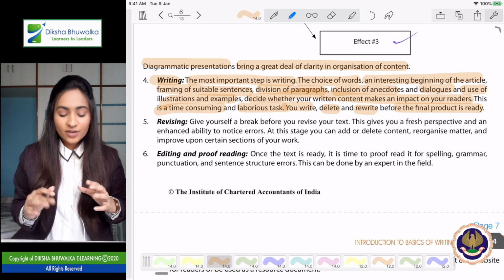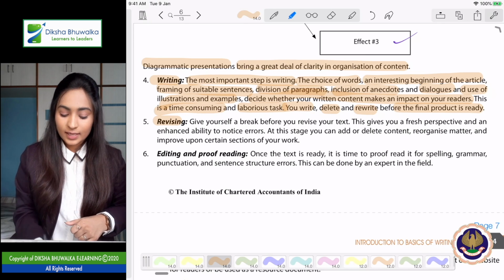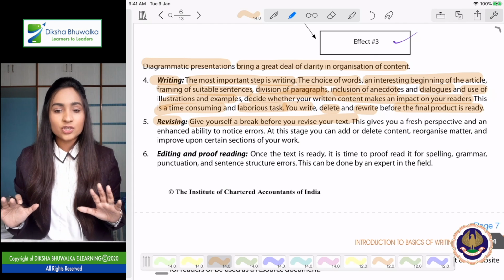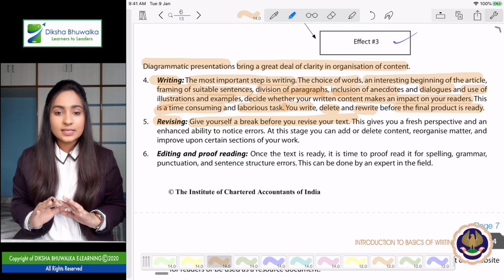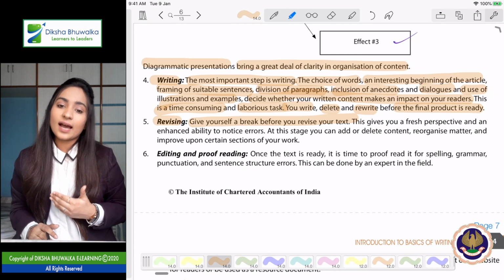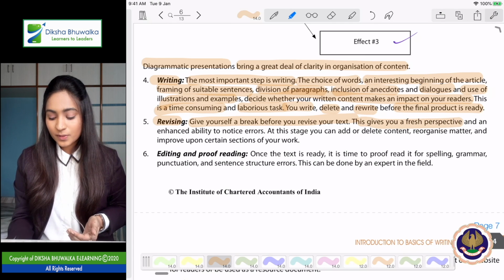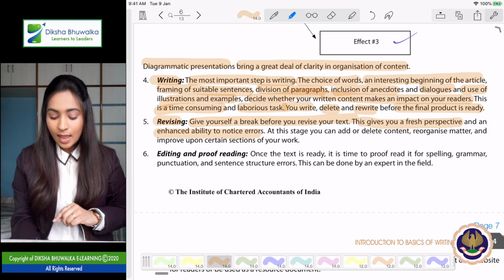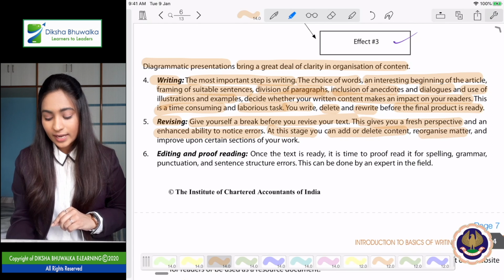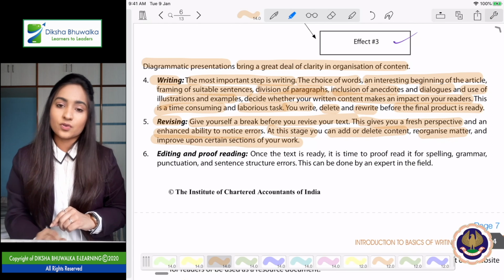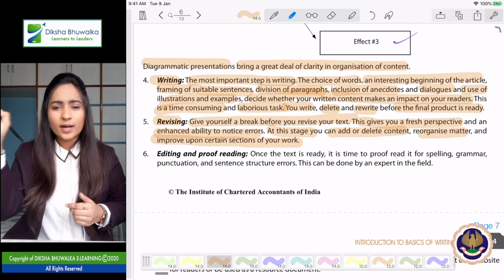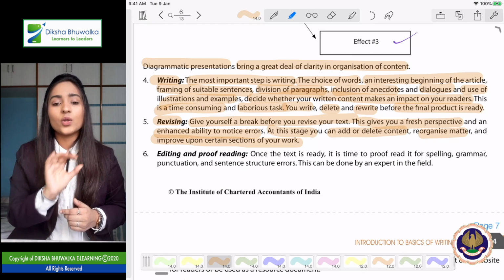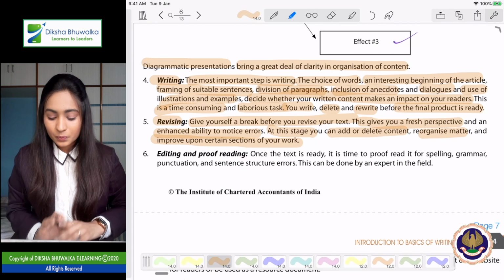Next, after you finish writing, what you do is revising. Give yourself a break before you revise your text. Now everything you've written, you've given your best shot. Take 2 to 3 minutes, relax. Now start reading your essay again. This gives you a fresh perspective and an enhanced ability to notice errors. You have to notice your errors as well. At this stage, you can add or delete content, reorganize matter, and improve upon certain sections of your work. Now, when you're revising, if you want to cut somewhere, you want to make the sentence grammatically more correct, or you want to edit some parts, you can do that.